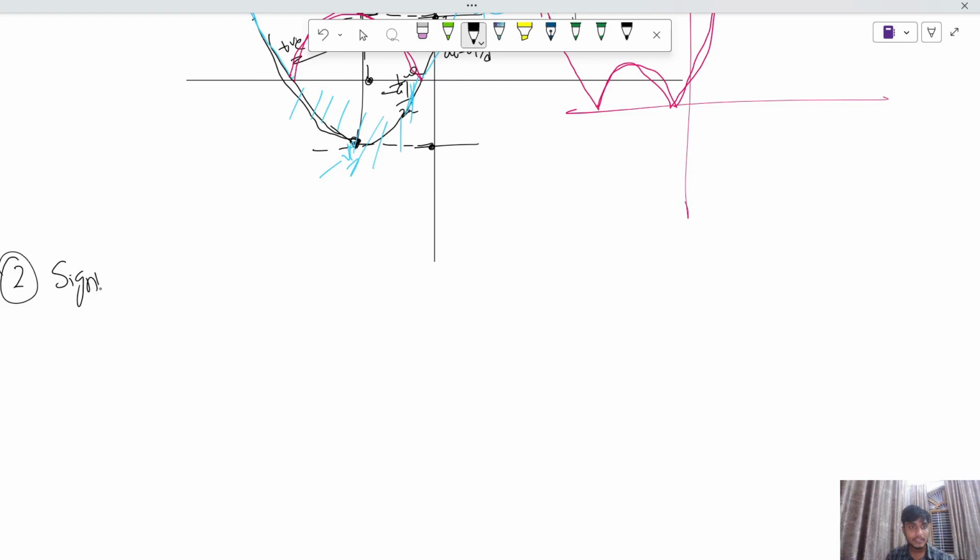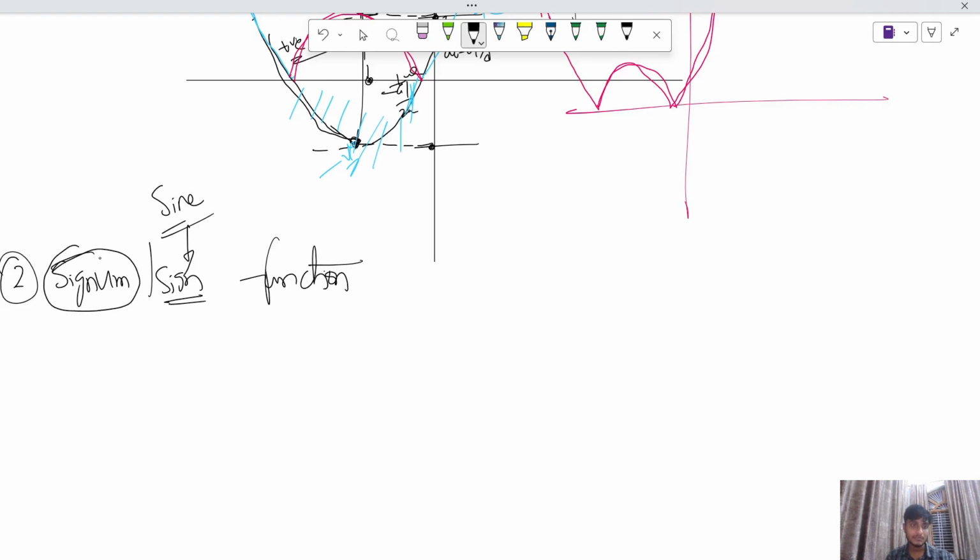Okay. Signum or sign function. Actually, the issue is that sign is also read as sin, right? So there people are getting confused. No, that's why they gave this as the signum function. So don't worry, signum is sign. Sign means simple, right? Positive or negative. That's it.